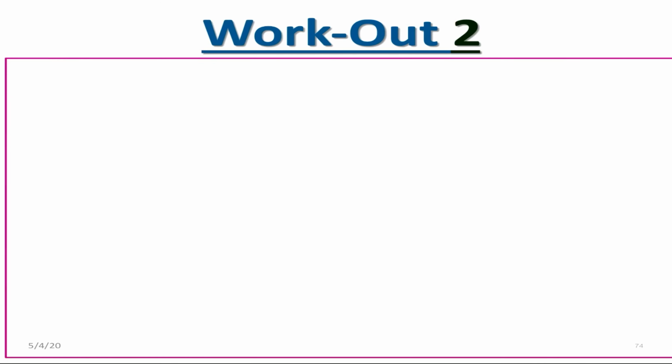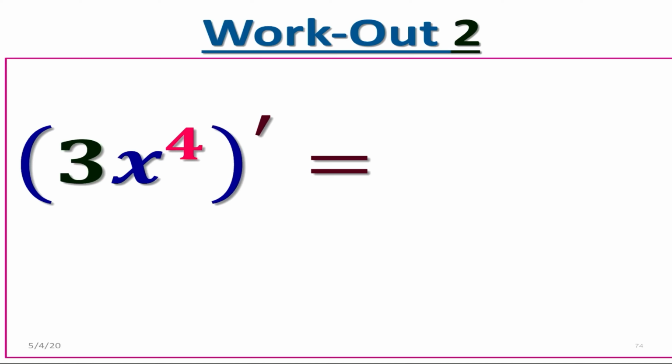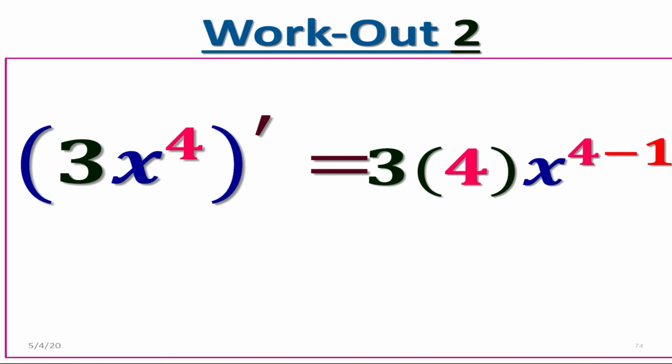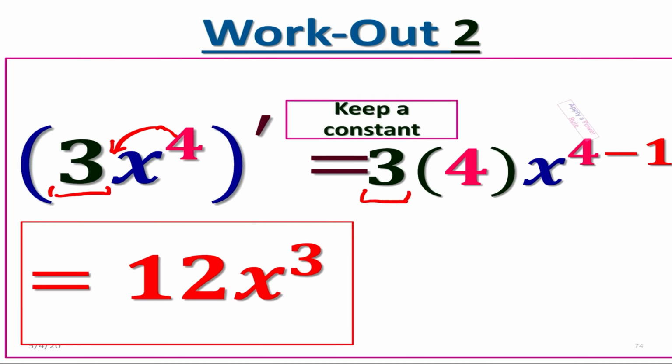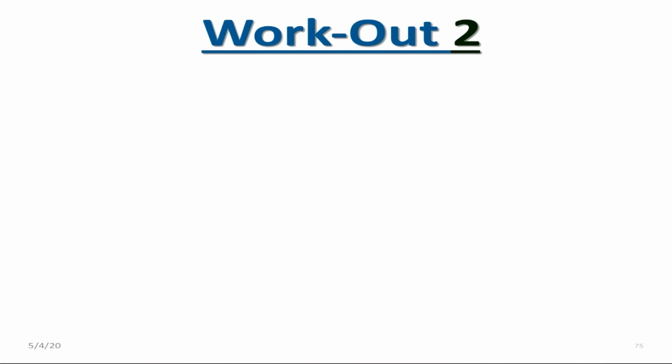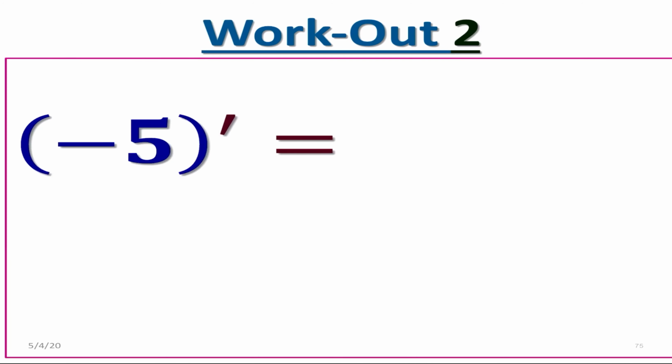Alright, another example. Say we have 3x to the 4th and we need to find the derivative. First of all, we have a constant 3 in front of your term, so you want to keep it by the constant multiple rule. And we're going to apply the power rule to the rest, so bring this 4 in front and reduce your power by 1. So 3 times 4 leaves you with 12, x, and 4 minus 1 leaves you with 3. So 12x cubed, that's your derivative.